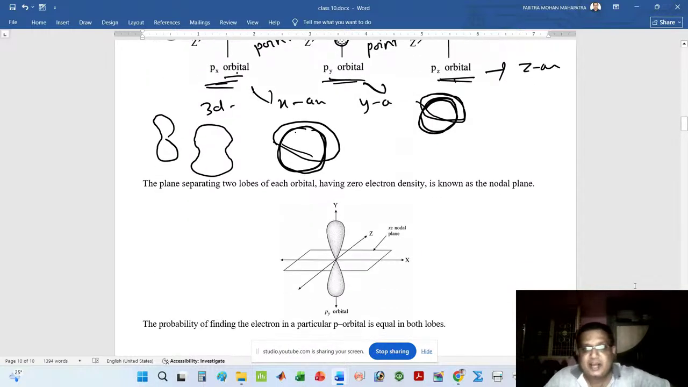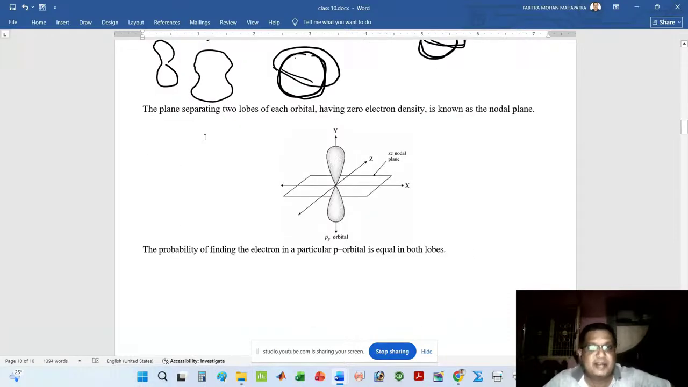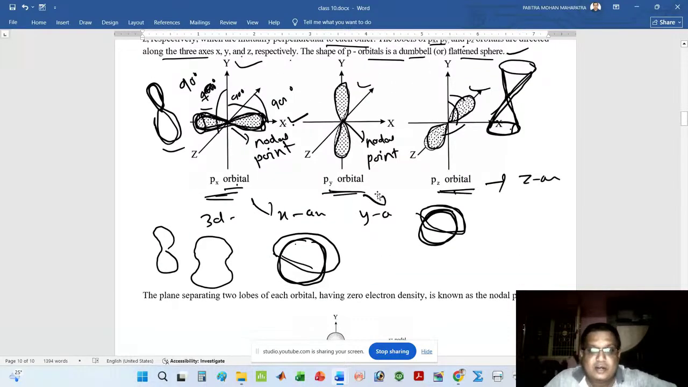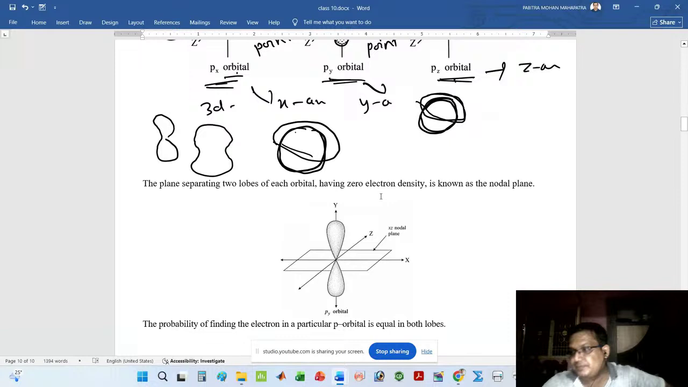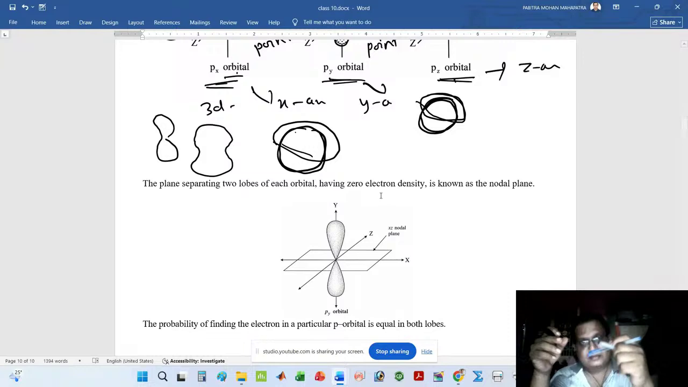Let me explain the nodal plane. Here, the nodal plane is present. Suppose I want to say that. I think all are looking at this. I will try.